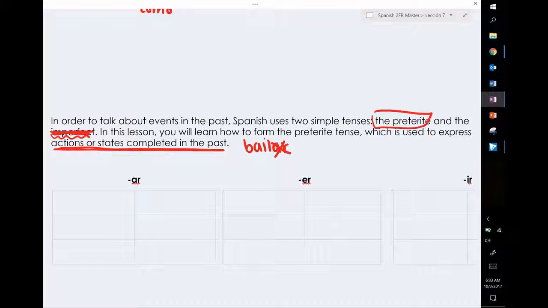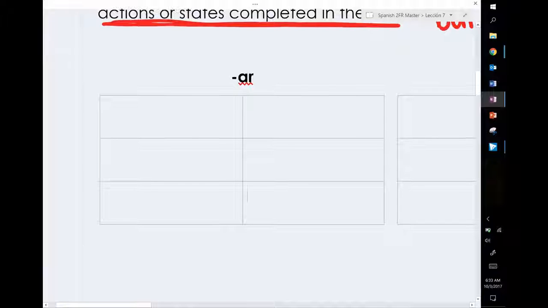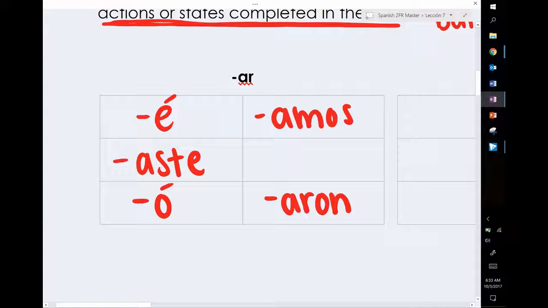So going back to bailar, if I have bailar, I drop my AR, and then I'm going to add these endings. These are our regular preterite endings. They are é, aste, ó, amos, and aron. é, aste, ó, amos, aron. There should be a couple of things that are sticking out to you about these endings.